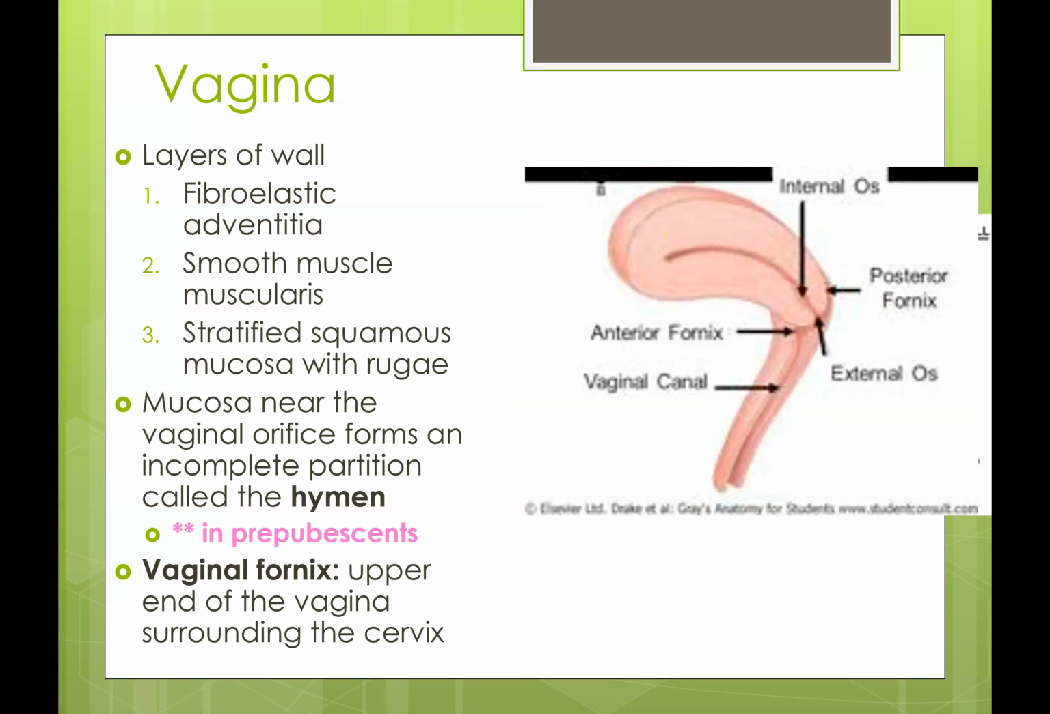There's the hymen. And our fornix is going to be the upper end of the vagina, and it surrounds the cervix. So here we have the anterior fornix, and this would be the posterior fornix.